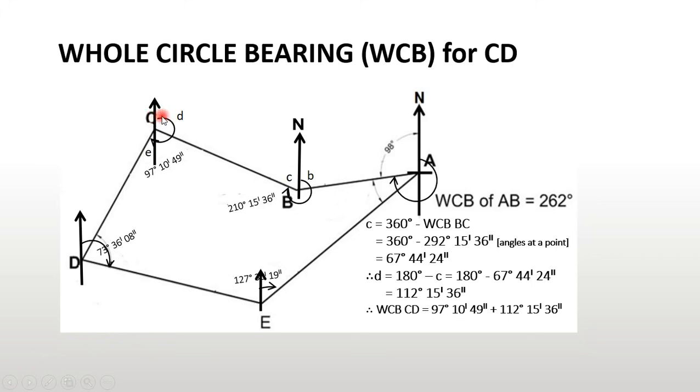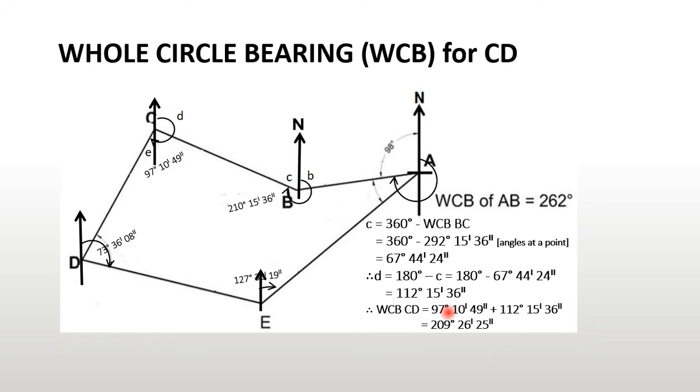So if we turn from the north facing D, then we're supposed to add this angle small letter d plus the internal angle C, which is 97 degrees, 10 minutes and 49 seconds. So the whole circle bearing of the line CD is going to be 97 degrees, 10 minutes 49 seconds plus 112 degrees 15 minutes and 36 seconds, and the answer comes to 209 degrees 26 minutes and 25 seconds. So that is the whole circle bearing for the line CD.